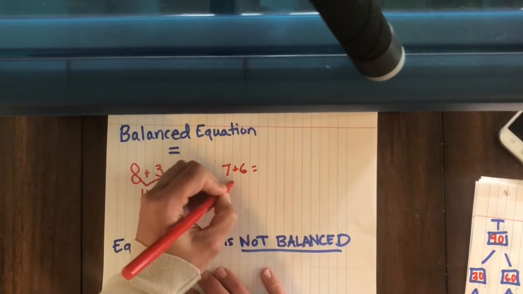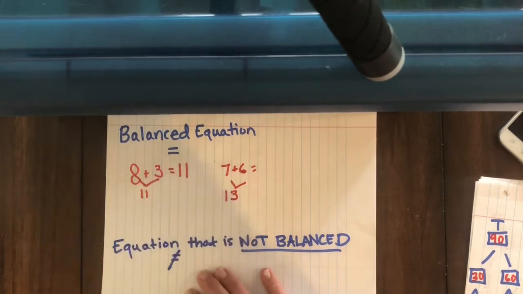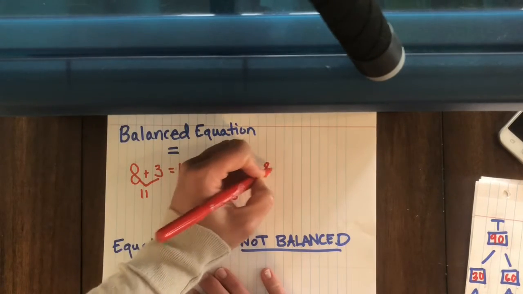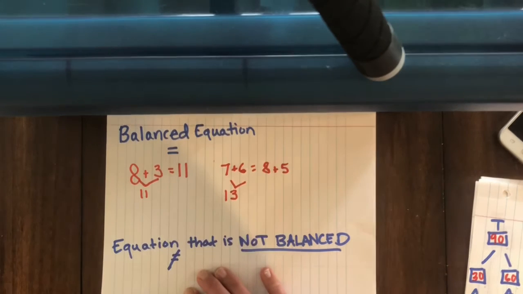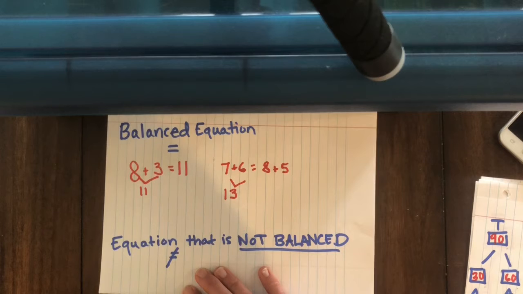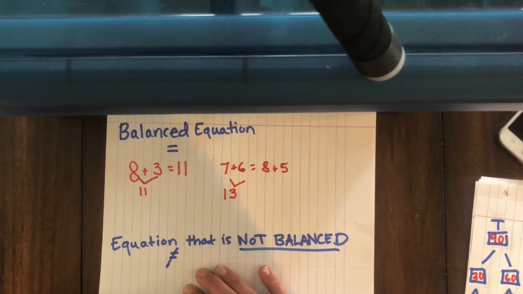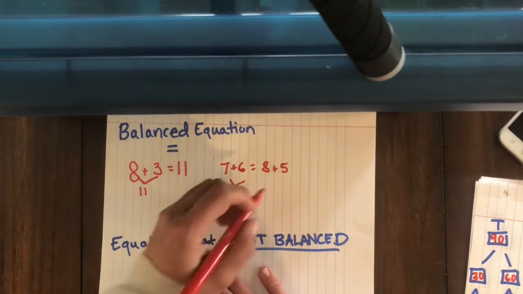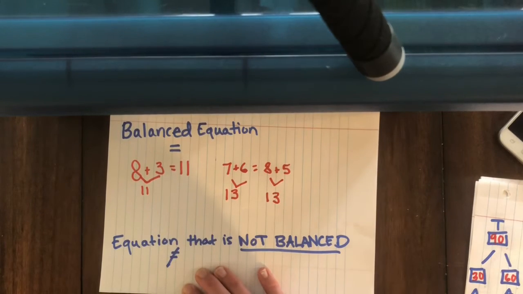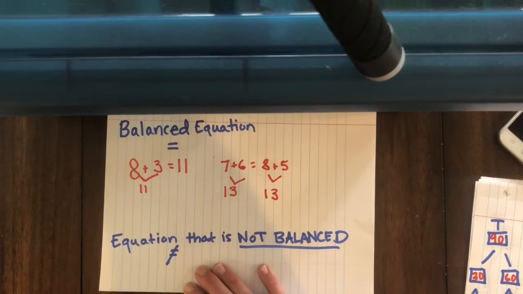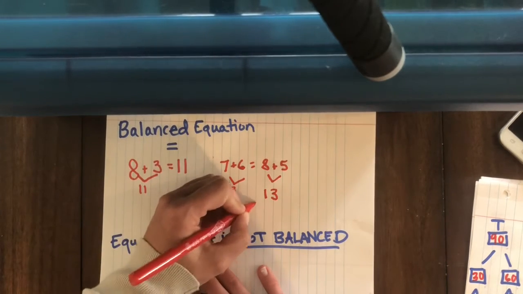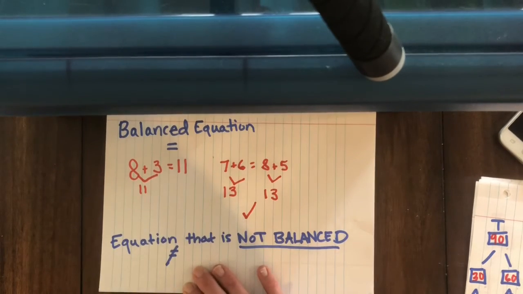So I know 7 plus 6 equals 13. And then on this side, I have 8 plus 5. So I have to know what is 8 plus 5. Well, 8 plus 2 is 10, plus 3 more from the 5 is 13. So 7 plus 6 is 13 and 8 plus 5 is 13. So this would be a balanced equation.